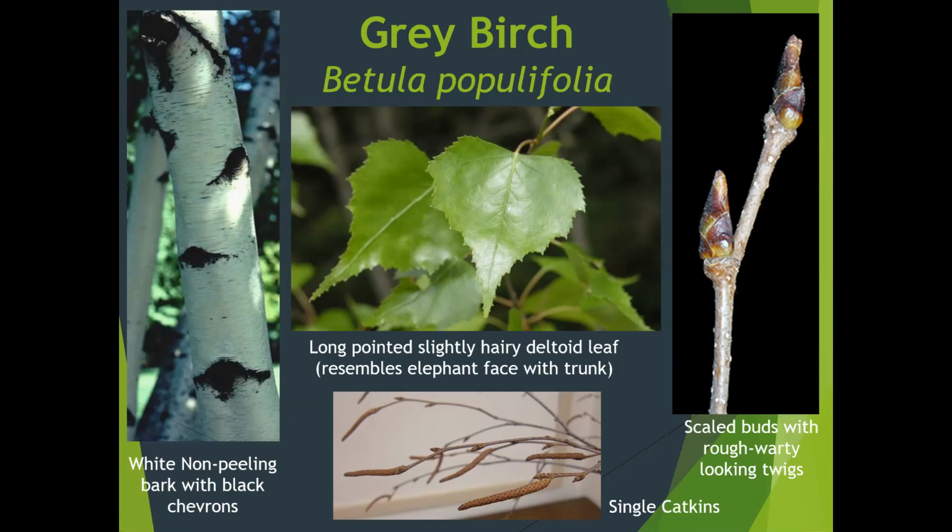Another characteristic to differentiate the barks of a gray birch compared to a paper birch is they have these black marks, what we call chevrons or mustaches, which are curved lines that go over the branch scars. The paper birch don't have that, but the gray birch do. So that's a strong characteristic to differentiate the two. They also have catkins as their flowers, but they have a single catkin. They don't have multiple. Their buds are scaled and their twigs are rough and warty with lenticels, and they almost look like they have some sort of plume on there, but they're actually hairless.